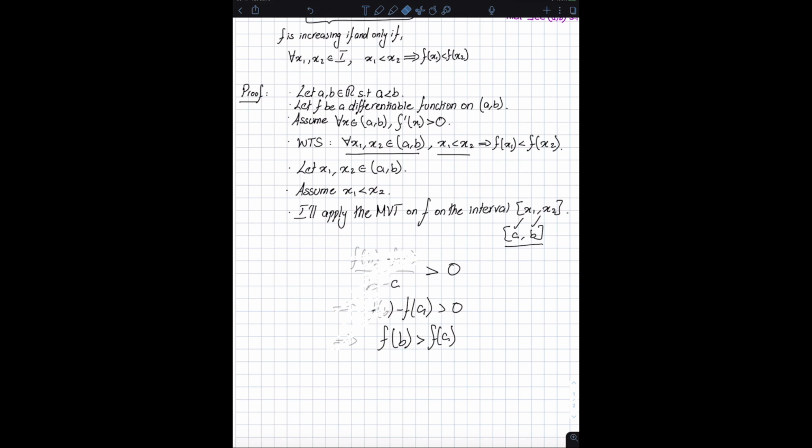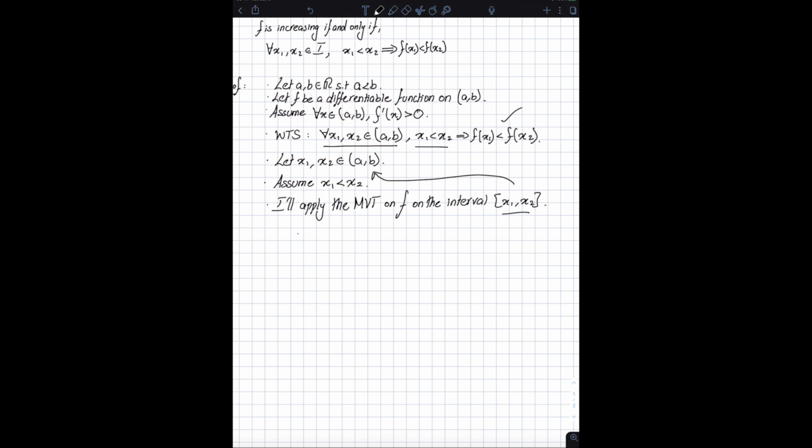And by applying the mean value theorem on x1 and x2, where x1 and x2 are any two arbitrary points on the open interval (a, b), I'm precisely doing that. It doesn't matter what x1 and x2 are. They are completely arbitrary points from the open interval (a, b), and you'll see that I'll get the conclusion at the very end that f of x1 is less than f of x2 for any arbitrary x1 and x2 in the open interval (a, b). So, let's go ahead and apply the mean value theorem on f.